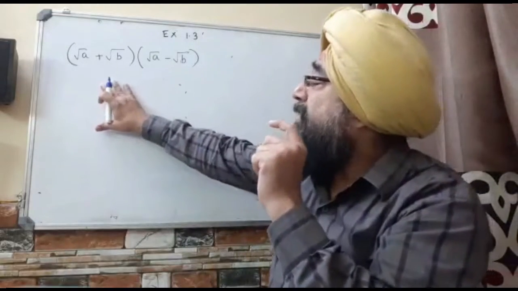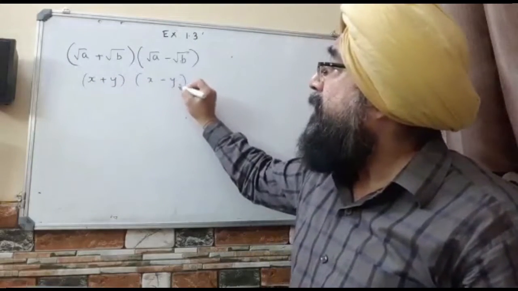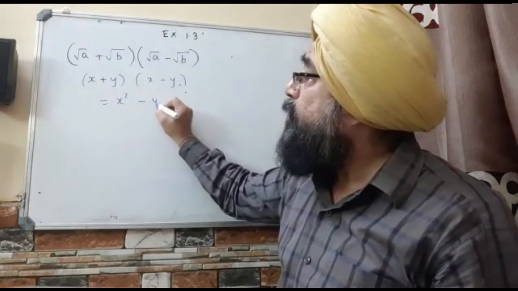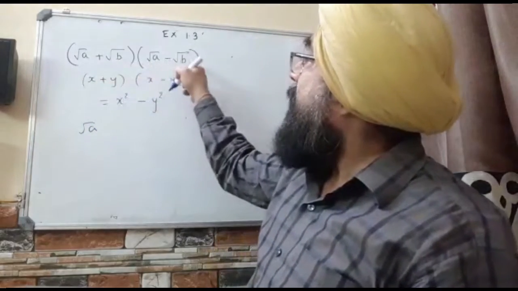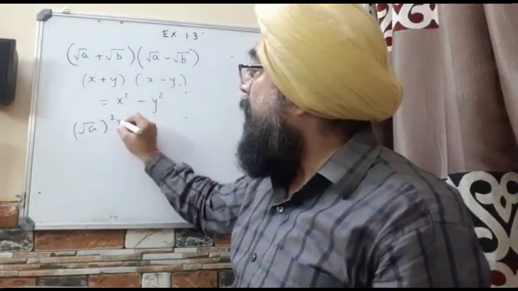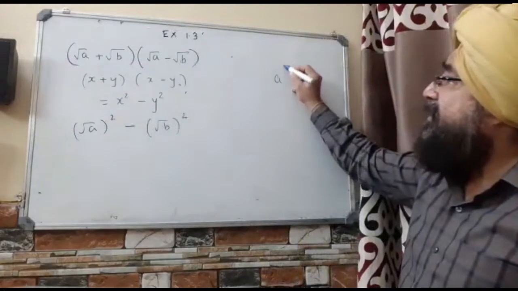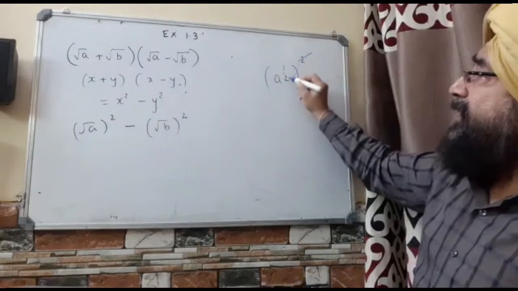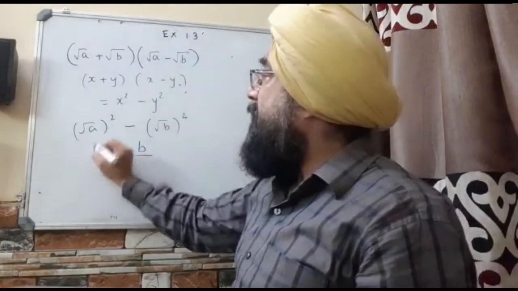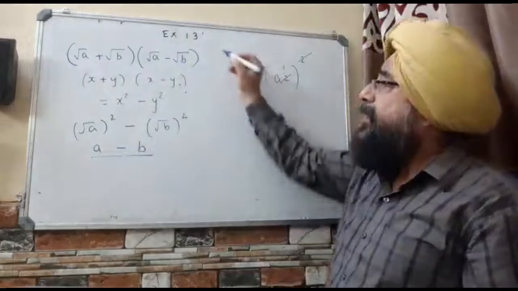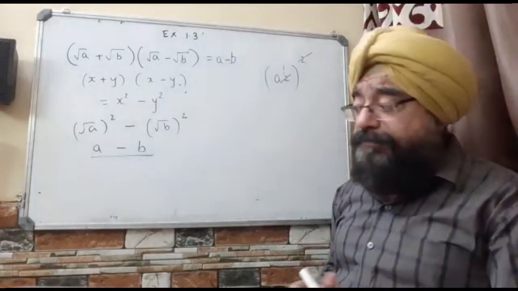You have understood that x plus y into x minus y becomes equal to x square minus y square. Likewise here, root a plus root b into root a minus root b is nothing but root a square minus root b square. And you know that when you square a power of half, the 2 and the 2 cancel out. So we are left with only a here and only b here. So this is nothing but a minus b, for all of you to understand.